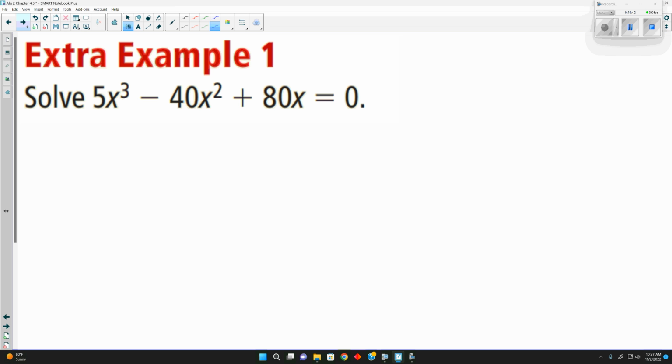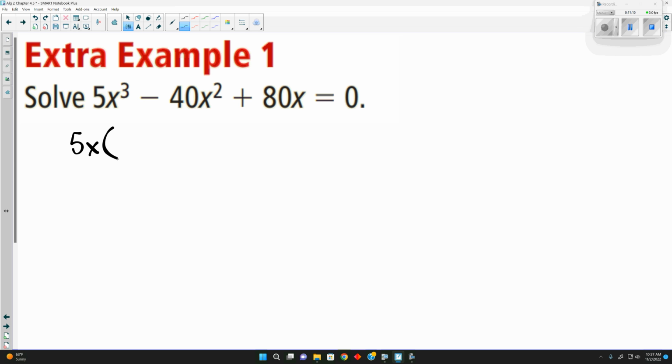Any questions on any of these here so far? So the next one we're looking at is this here, 5x to the third minus 40x squared plus 80x is equal to 0. So we'll do one more of these by factoring. Is there a greatest common factor between these three terms? 5x. So we can factor it out. We can pull 5x out of all three terms.